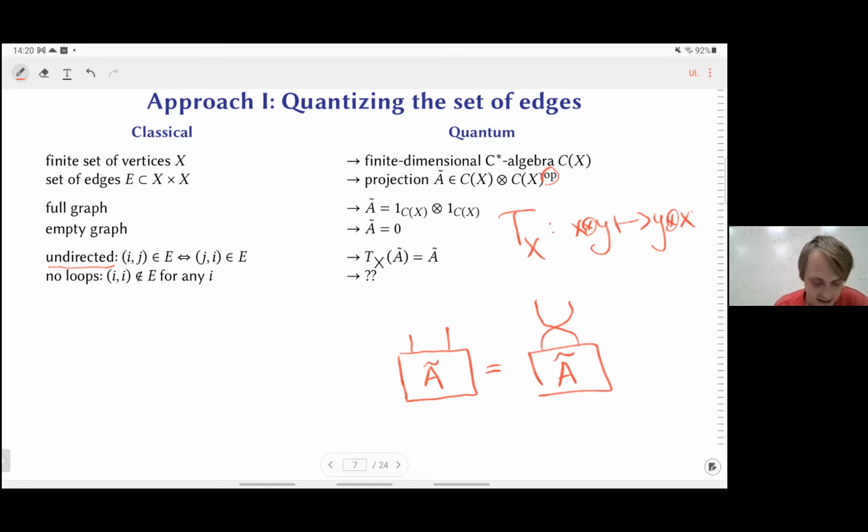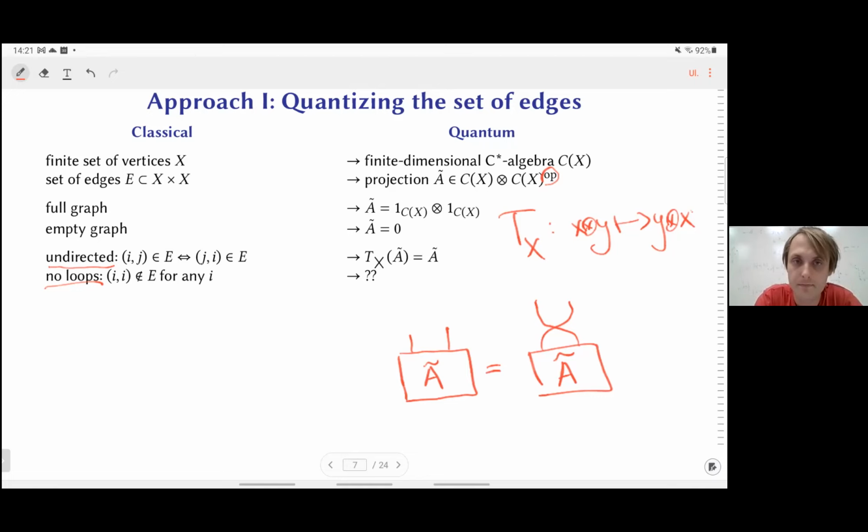Okay, and now also... Sorry to interrupt you so much, but when you say it's a projection, you mean it's self-adjoint. Yeah, self-adjoint. Yes. So the self-adjointness is with respect to the involution in each coordinate, on each factor. And this is another involution that also fixes the projection in case the graph is undirected.